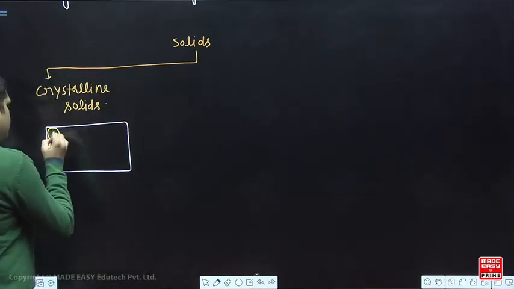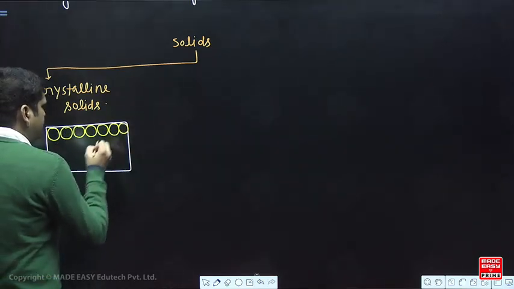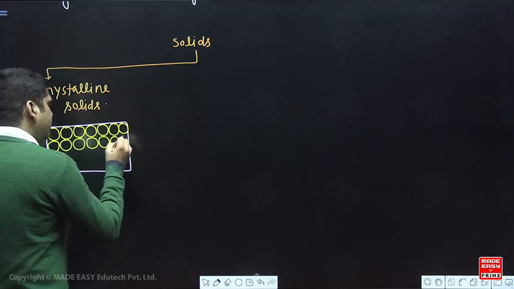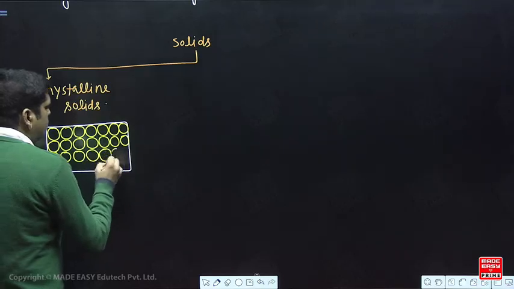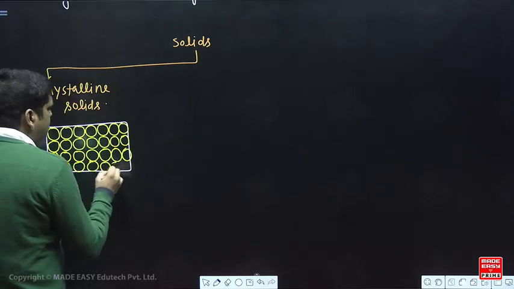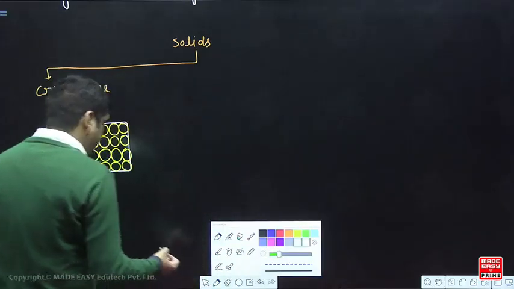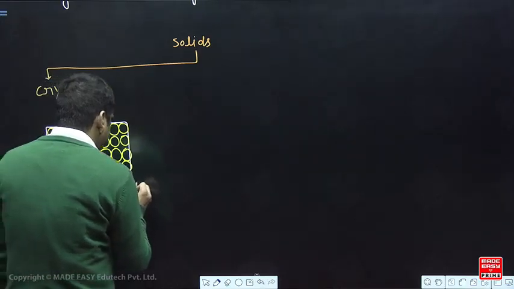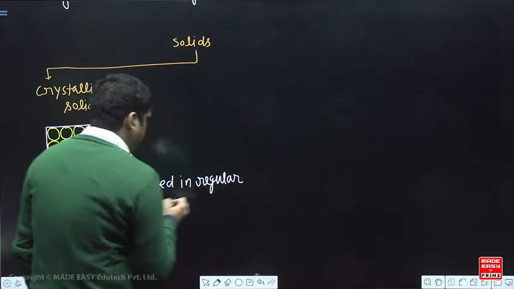Crystalline solids are those in which atoms are arranged in a perfect, regular and periodic manner. So, they follow a long range order of periodicity. Long range order of periodicity means up to so many atoms the periodic order is followed. Thousands, millions, lakhs of atoms follow the periodic order. So, you can write that atoms are packed in a regular and periodic manner.